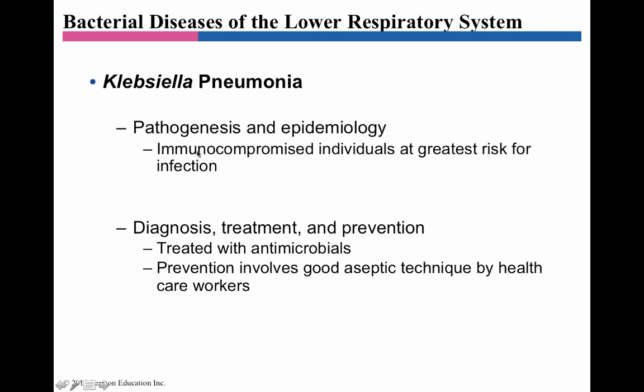Immunocompromised individuals are at greatest risk for infection, and mostly those that are immunocompromised and in the hospital for some other type of treatment. If someone does get Klebsiella pneumonia, they will be treated with antibiotics. Prevention of this is going to involve good aseptic technique, which means sanitation, hand washing, cleanliness. Very, very important. No vaccine is currently available against this type of pneumonia, so we must rely on good hygiene.